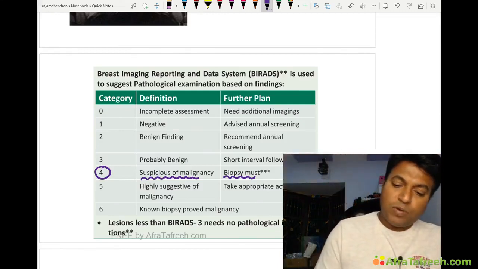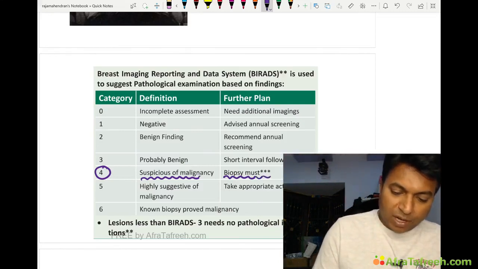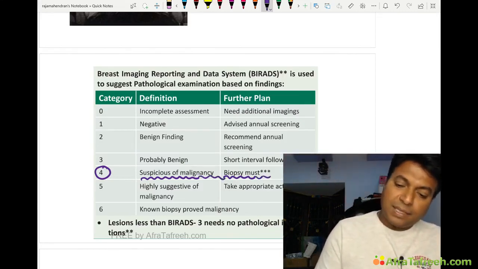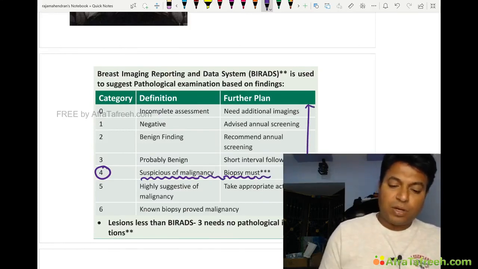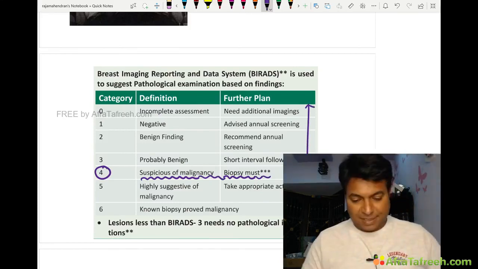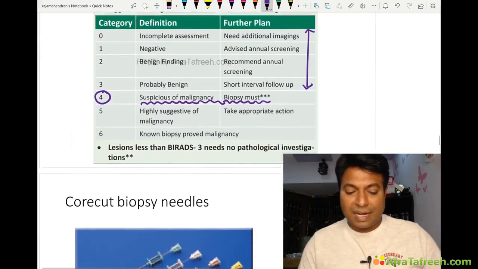So 4 and above we should do biopsy. Until 3 there is no biopsy done. That is the point I want you to remember. This is the only question that will come from BIRADS, the Breast Imaging Reporting and Data System.